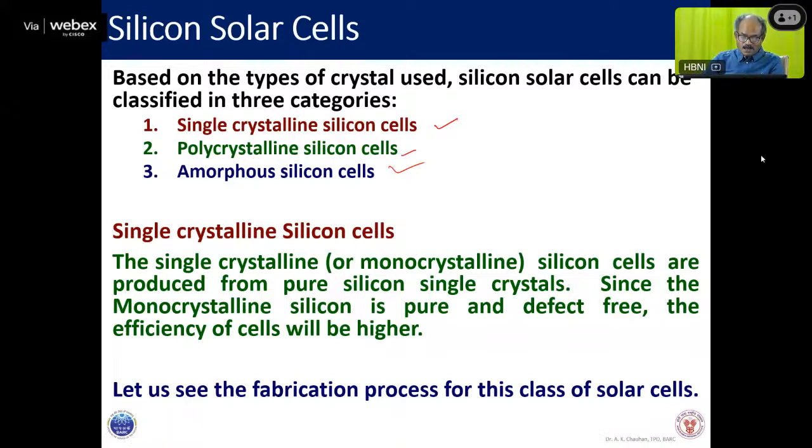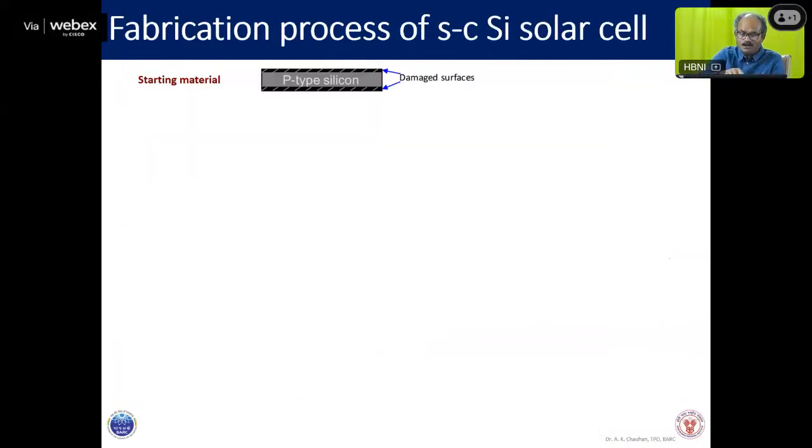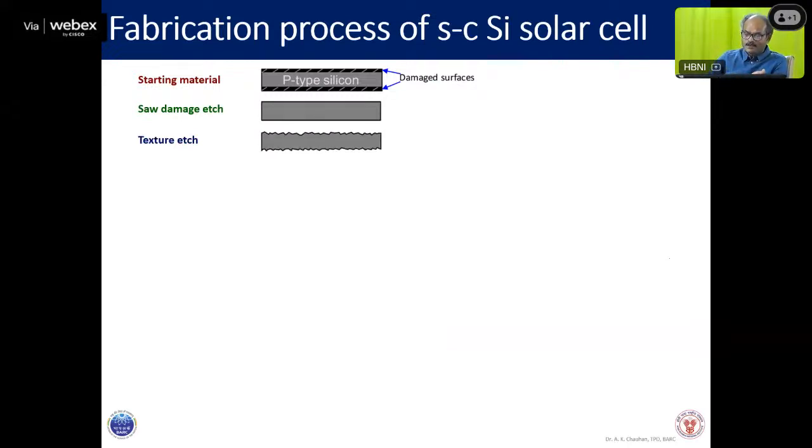Okay. So let us see how we fabricate the silicon solar cell. Let's say the pure starting material is a P-type silicon wafer. A wafer always has two surfaces which are damaged because it has just been cut. So you saw off those damages and then etch, and then texture it. It can be chemical etching, it can be sand blasting also, so you increase the area.